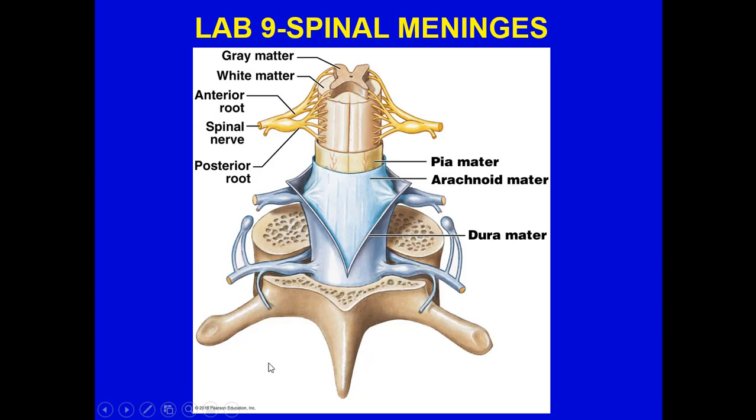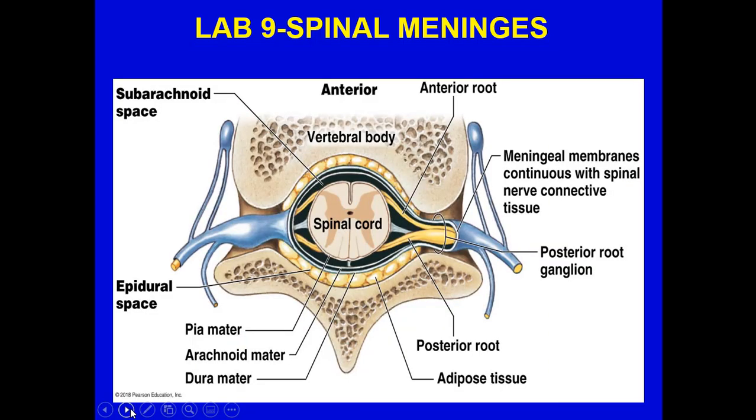Now, if you look further, you will see several other structures here. Okay, we have the subarachnoid space, which is right here. So this is the arachnoid meninges. This is the dura meninges. Now you'll notice also in that spacing of the vertebral space that there's going to be some padding here of adipose tissue here and down here.